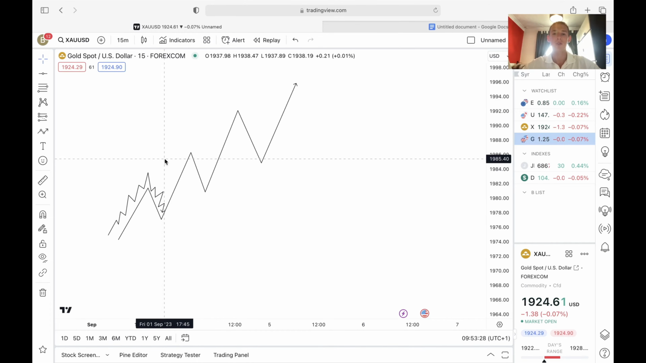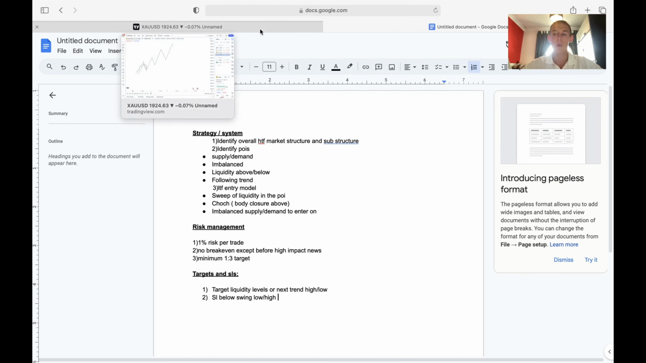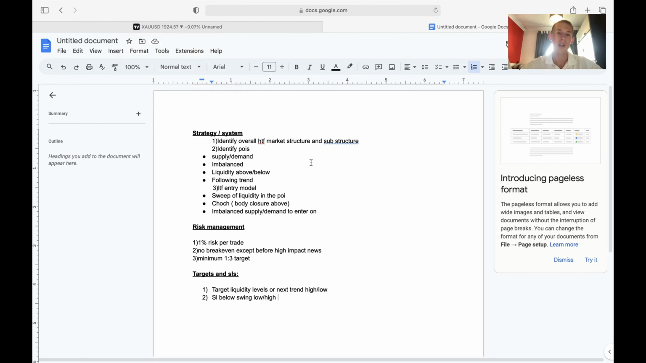I mean also the trend, but as well as the trend, we also want to identify where our POIs are. For the POIs, what I mean is we need to see an imbalanced area of supply or demand, following the trend and following where the mitigations happen, meaning that we want to see where price is coming into and then moving away from, where the key structure points are. So following this trend, supply and demand areas must be imbalanced, and we also have to have liquidity above or below those zones.